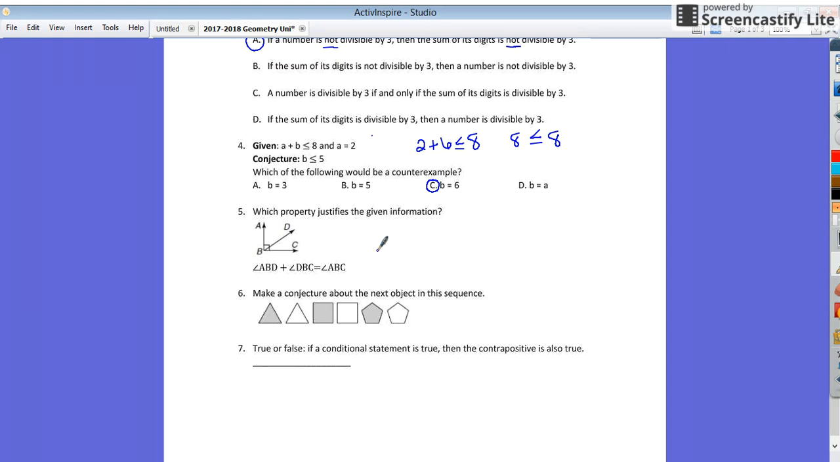Number 5, which property justifies the given information? We have angle ABD plus angle DBC is equal to angle ABC. So this is our segment addition postulate.